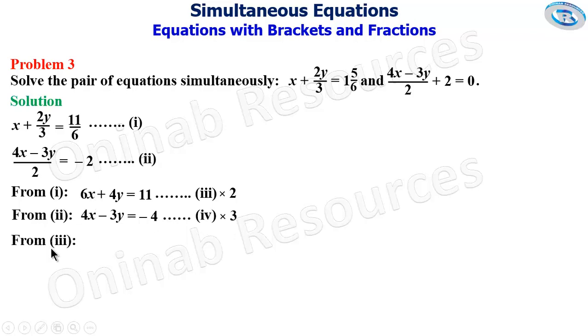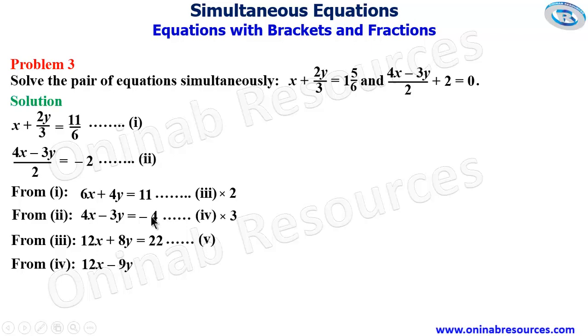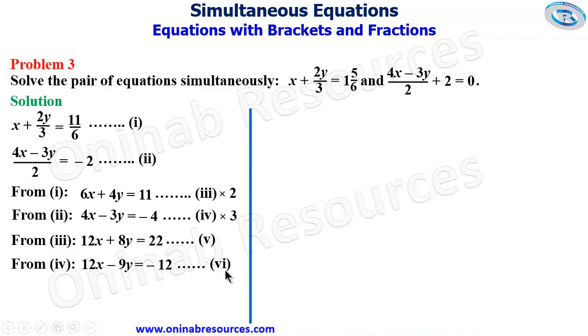So this is going to give us, from equation 3 now, we have 12x plus 8y is equal to 22. Then I call that one equation 5. Here, multiplying by 3, I have from equation 4, 12x minus 9y is equal to negative 12. Call this one equation 6.